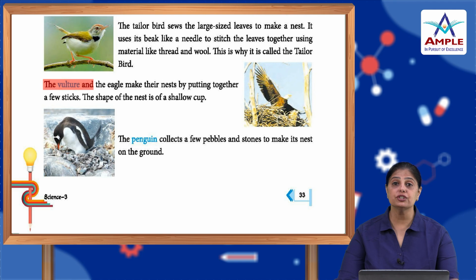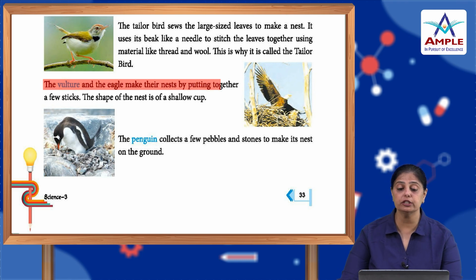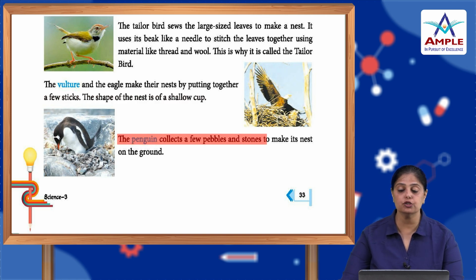The vulture and the eagle make their nest by putting together a few sticks. The shape of the nest is of a shallow cup. The penguin collects a few pebbles and stones to make its nest on the ground.